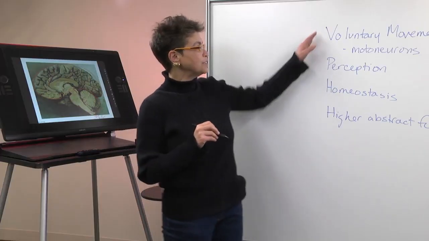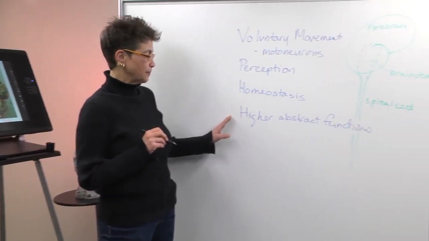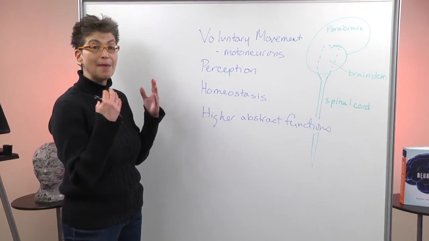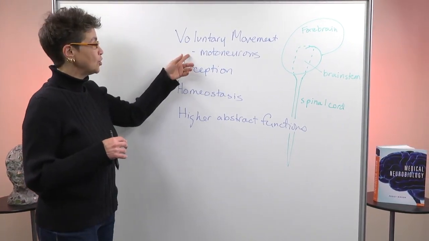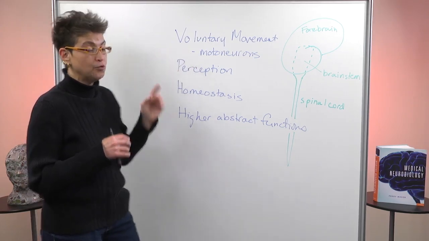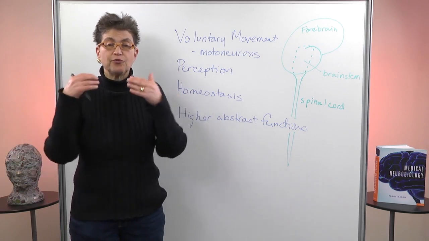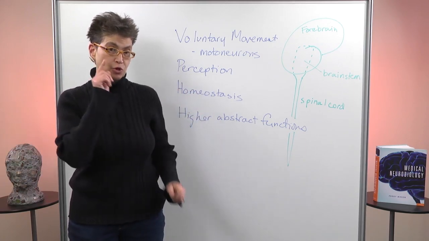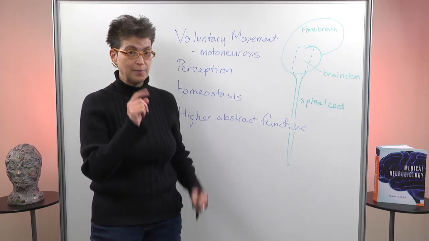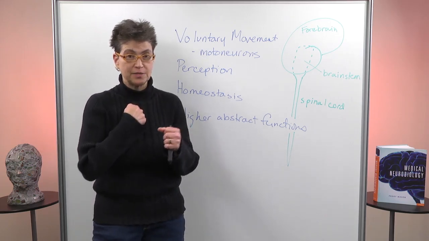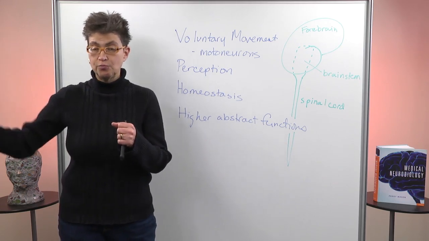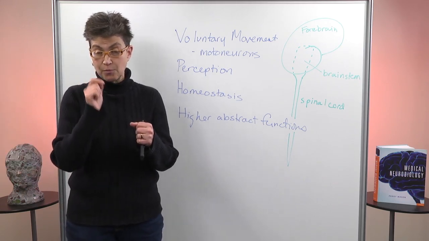So where do these 4 different functions map onto? Well, let's start with voluntary movements. Voluntary movements means moving your skeletal muscle, your voluntary muscles. And there's only one neuron type that leaves the central nervous system and goes directly to muscles. And that's the motor neuron.